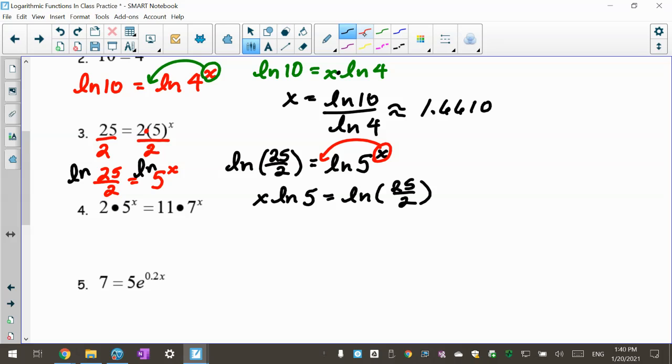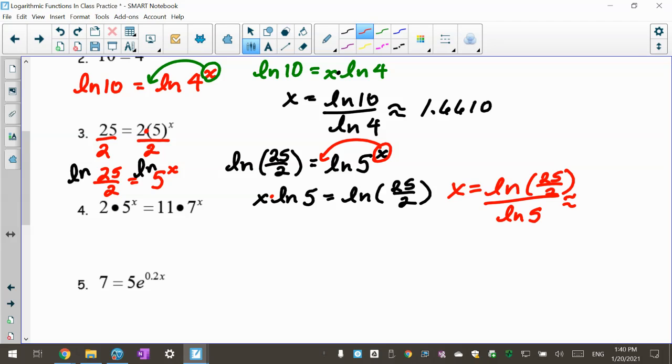Now these are hooked by multiplication. So I'm going to divide this side by ln 5. So I have x is going to equal the natural log of 25 over 2 divided by the natural log of 5. And that's how you exactly put it in your calculator.